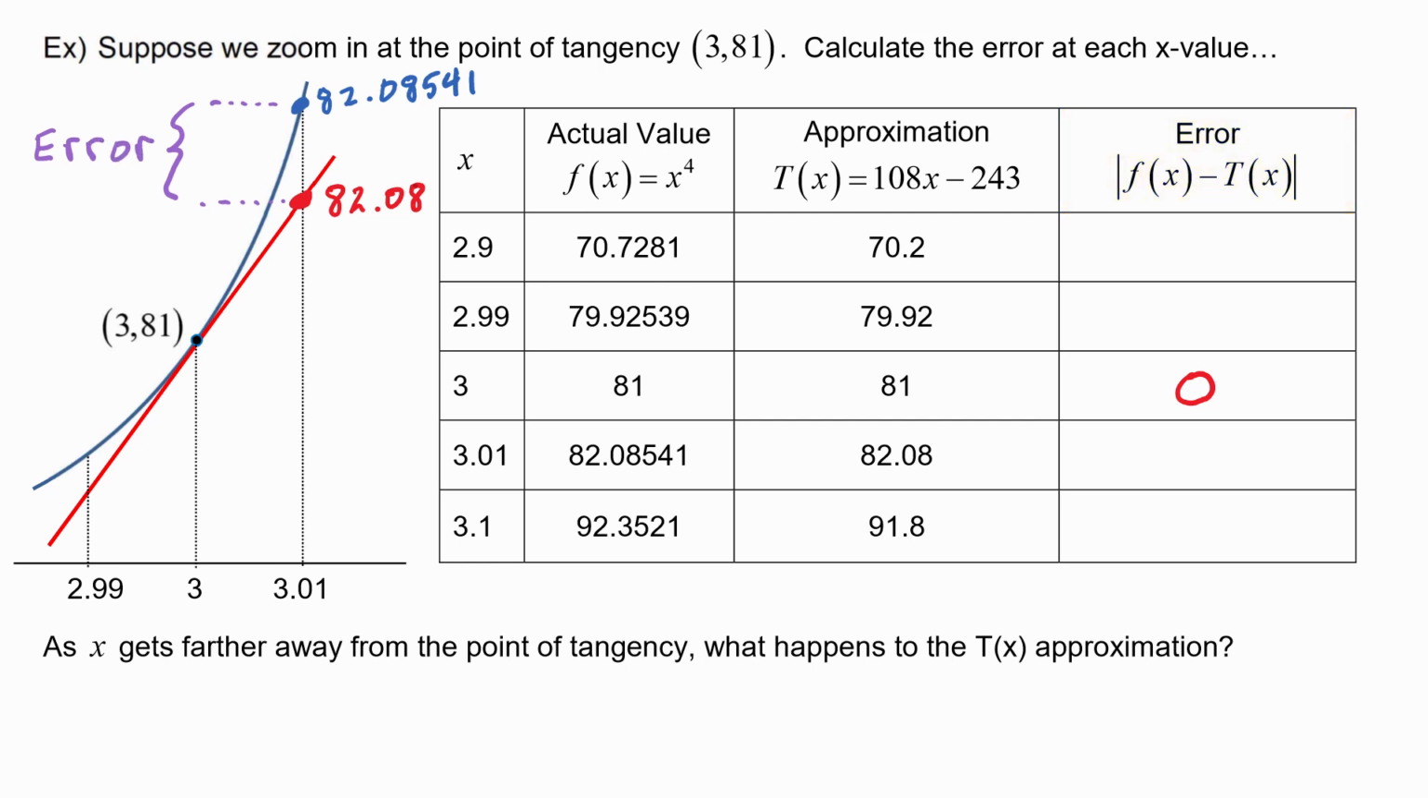So what I want you to do right now is pause the video and go grab your calculator and then find the error in the approximation for each of these four values, and then answer this question down here. And after you do that, then turn the video back on and we'll continue our discussion. So go ahead and pause the video now, fill in these values, and answer the question.